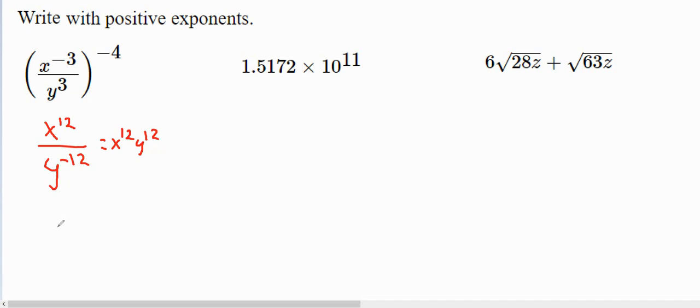And if it was negative on the top, let's say x to the negative 6 was our answer, then we could rewrite this to be 1 over x to the 6th power. So the negative exponent doesn't make it negative, it just changes where it is on the fraction.